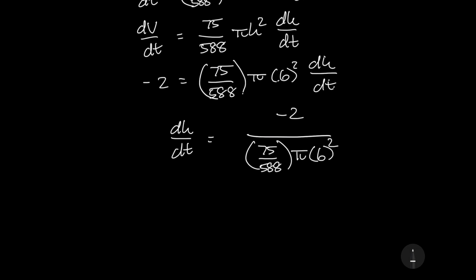To evaluate this, we can use a calculator. So let me input this quickly into a calculator. We have -2 divided by 75 over 588 times pi times 6 squared. And what this gives us is an answer of -0.139 feet per hour. So what this means is that at this specific instant in time, the depth of the water in this funnel is decreasing at a rate of 0.139 feet per hour.